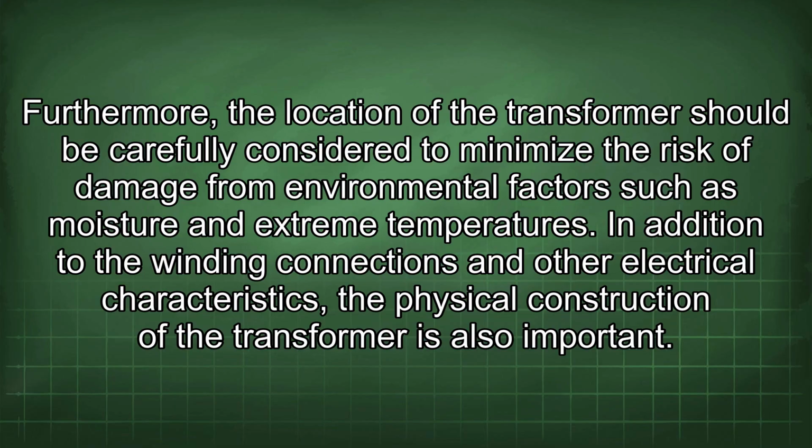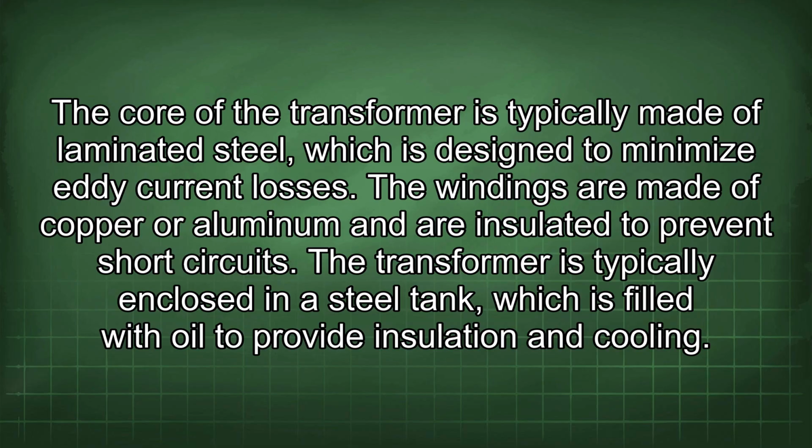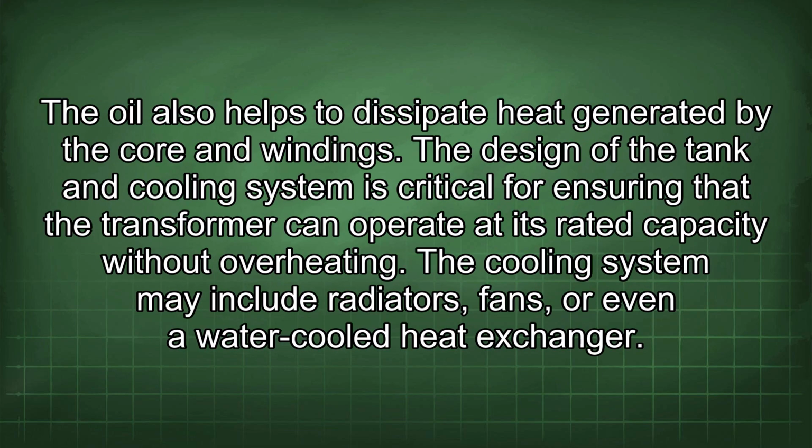In addition to the winding connections and other electrical characteristics, the physical construction of the transformer is also important. The core of the transformer is typically made of laminated steel, which is designed to minimize eddy current losses. The windings are made of copper or aluminum and are insulated to prevent short circuits. The transformer is typically enclosed in a steel tank, which is filled with oil to provide insulation and cooling. The oil also helps to dissipate heat generated by the core and windings.